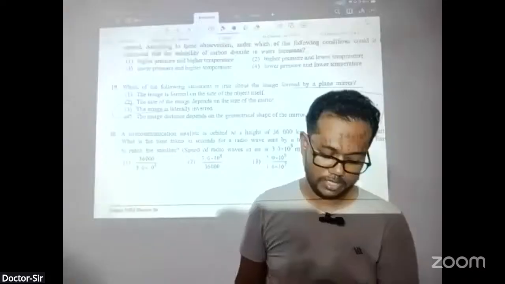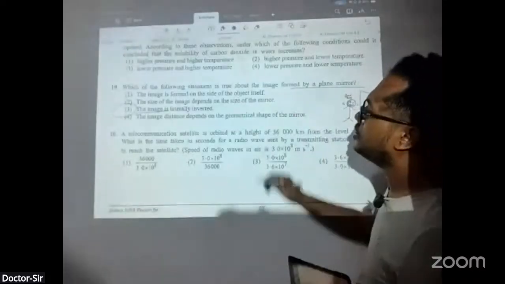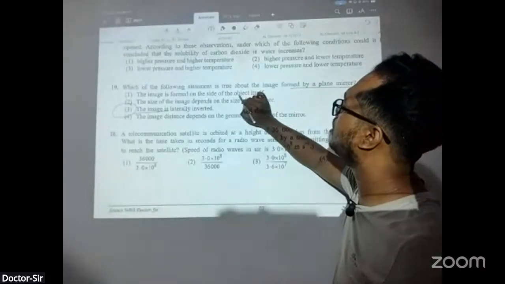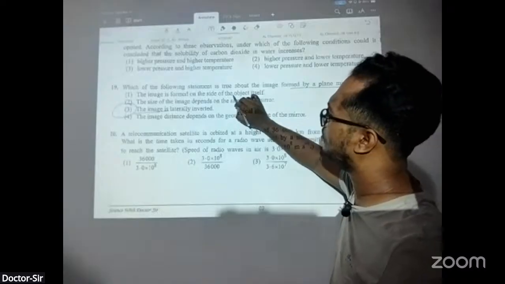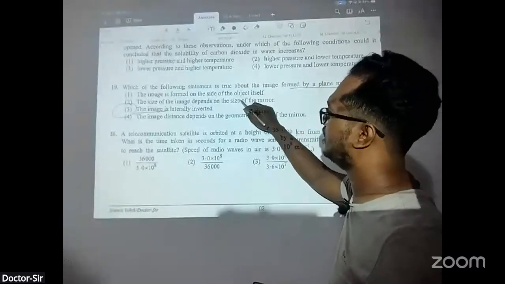Now, answer number 1. Why is the image formed on the side of the object itself? Side of the object, in front of the object. Right.